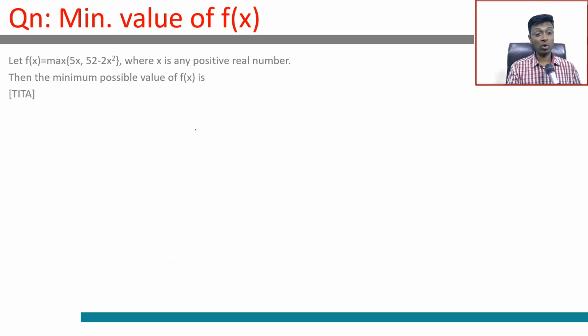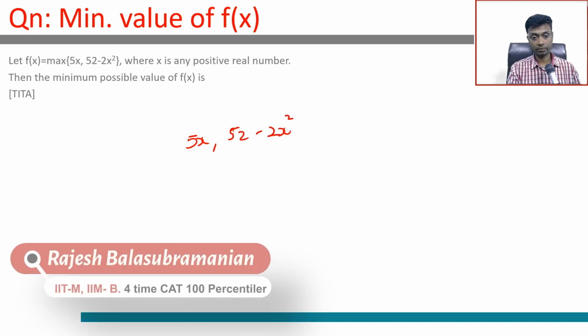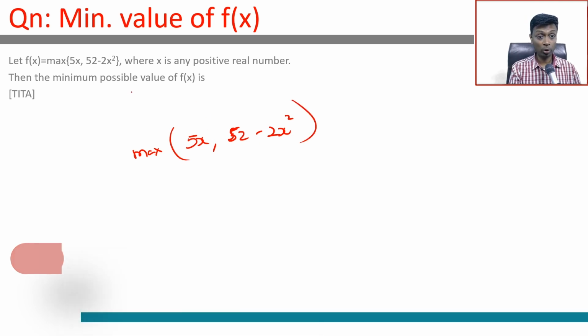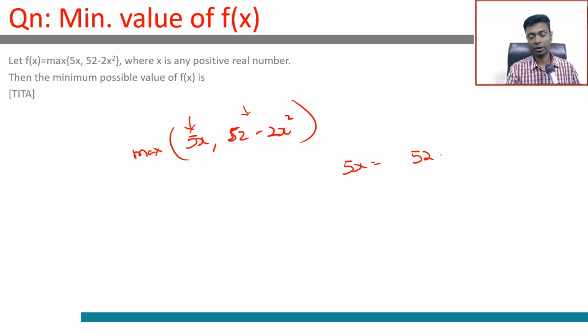f of x is the maximum of 5x and 52 minus 2x square. Maximum of this. So this is a curve, this is a curve, this is a maximum of these. The minimum possible will be the time when the two curves intersect. Or 5x equals 52 minus 2x square. 2x square plus 5x minus 52 equal to 0. This is what we get.